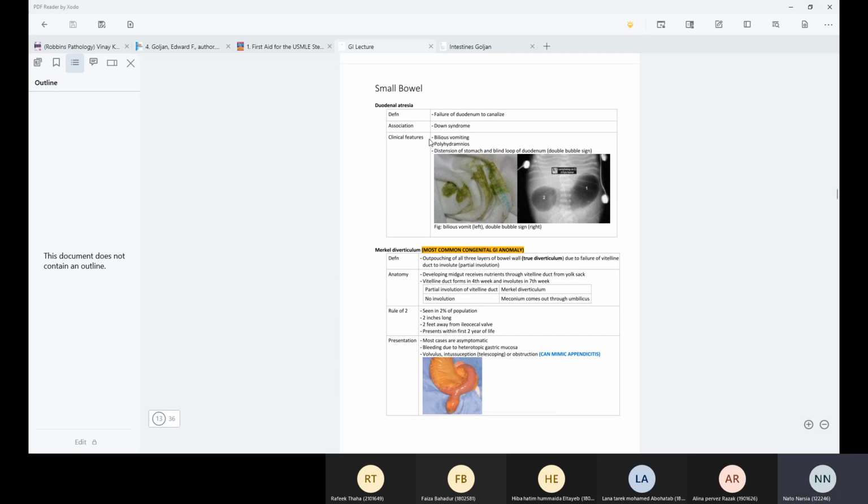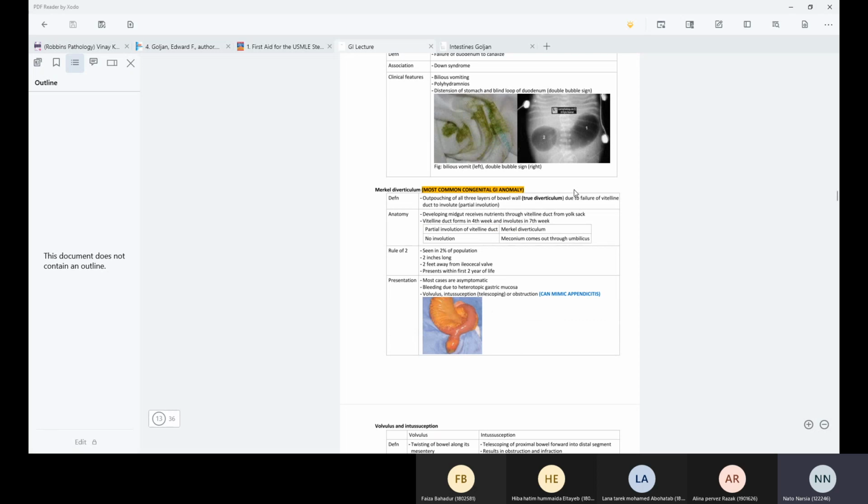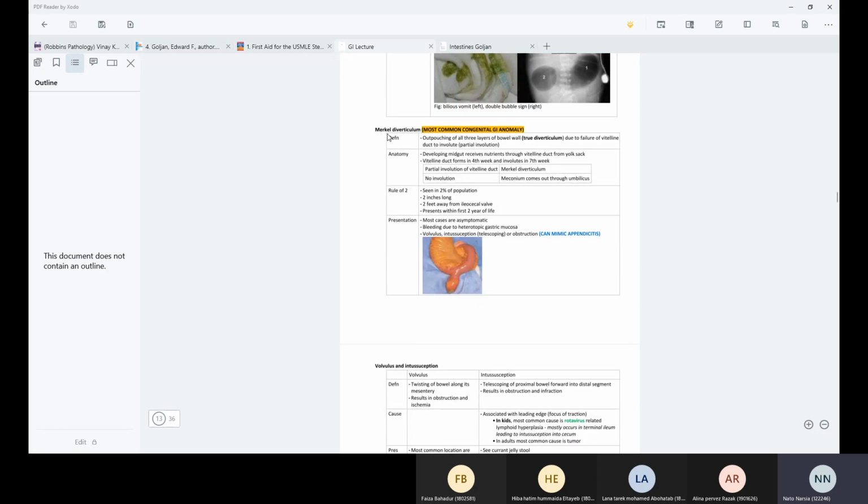Bilious vomiting. Why do you need to know bilious vomiting? This way you will differentiate from pyloric stenosis, and you will differentiate from esophageal atresia. Okay, so there is non-bilious, and here is bilious vomiting. Polyhydramnios because of atresia. In the beginning, I mentioned this, and distension of the stomach, and this X-ray sign is important. Distension, blind loop of duodenum, as well as distension of the stomach. That is very logical and nothing philosophical here.